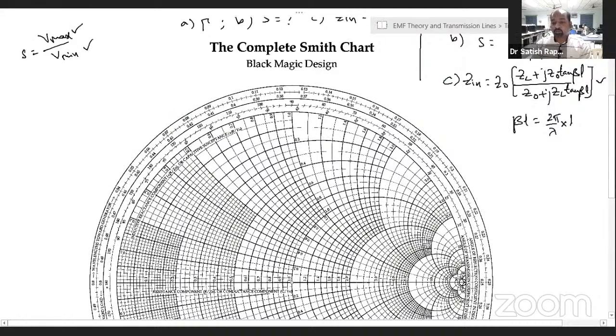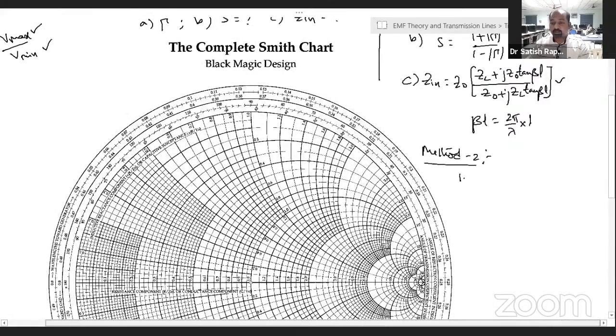Method two, using the Smith chart. In my previous class, I did one or two problems using the Smith chart, with step one, step two, step three to find the given parameters.